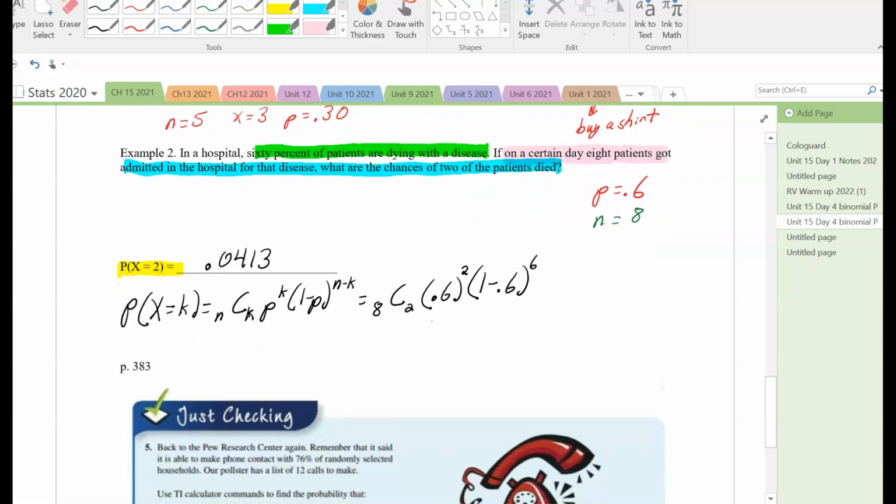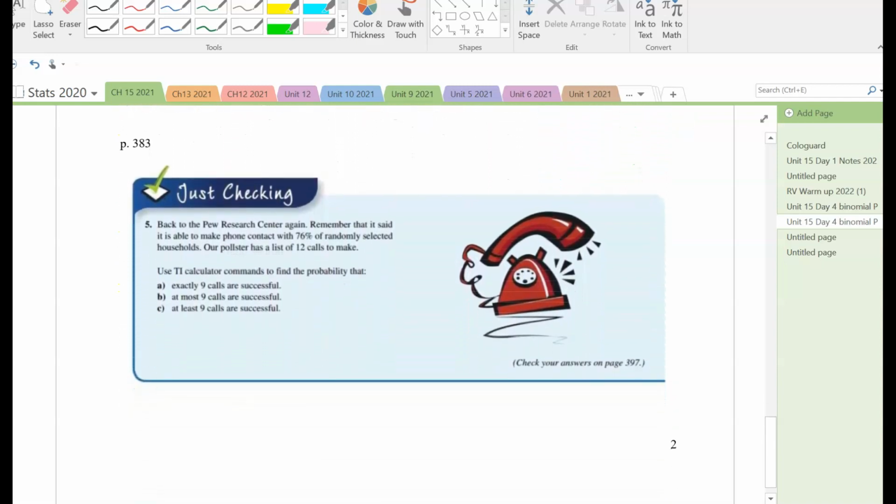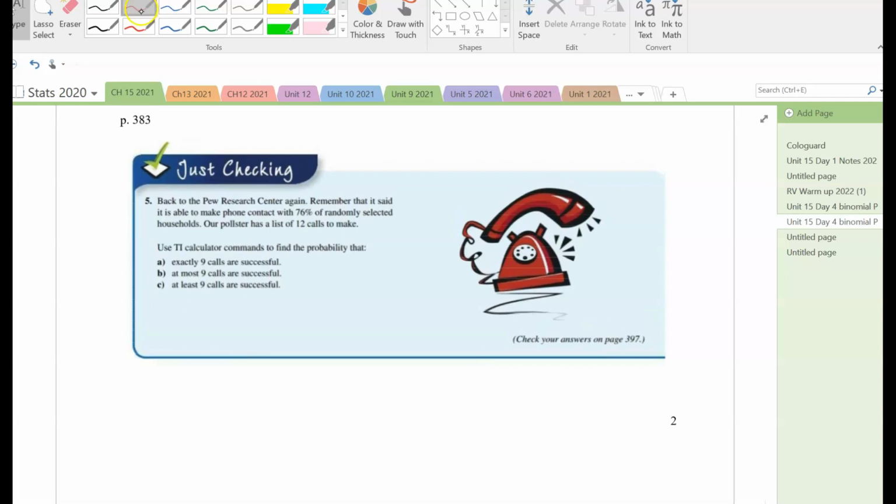For the next couple problems, we're just going to use the calculator commands, and you could see this on page 383 of your textbook. So a research company is making phone calls, and they believe that they make contact with 76% of the households. So the p-value is 0.76. We'll assume that the trials are independent. The number of trials is right here. They're going to make 12, so there are 12 trials. And the probability of success, we'll assume, is 0.76, remains the same.